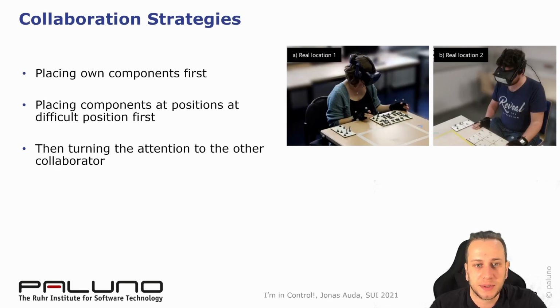We asked the participants about any strategies that they have developed over the course of the study. Several participants reported that they always placed those components that they had information about first. Then they turned their attention to their partner and the remaining components. For example, one participant considered the difficulty of describing a particular component's target position before deciding where to place components. By placing components on positions that would be more complicated to describe, this participant avoided a difficult description.